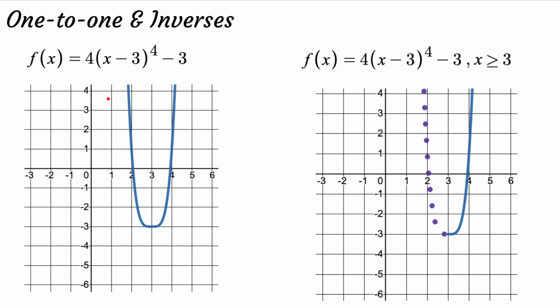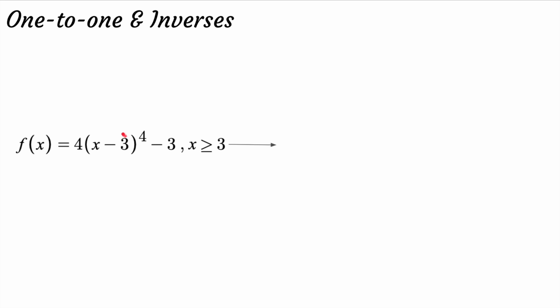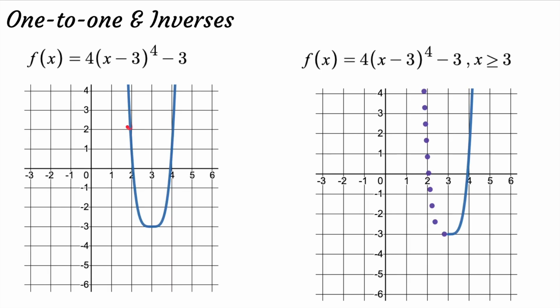Now this is an example of a function that is not one-to-one. I chose the equation 4 times the fourth root of x minus 3, minus 3. And this was the original graph that you get, but it doesn't pass the line test, where if you draw a line through 2 for y, you can see it passes through 2 points.